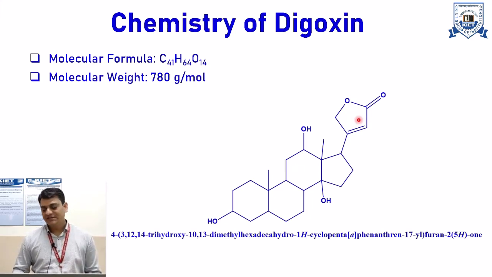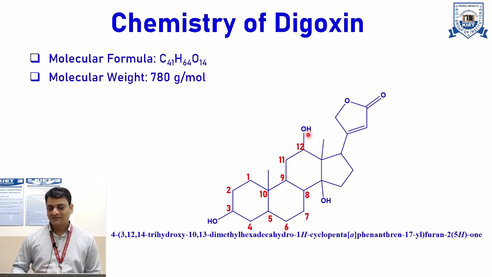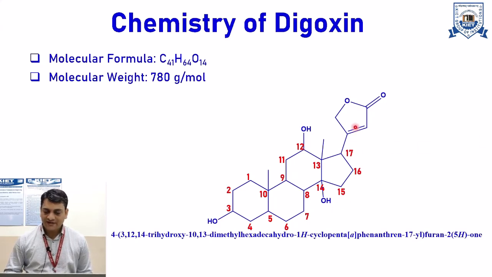If you want to see the numbering of this structure, then it will be like this. This will be the first position, then second, third, fourth, fifth, sixth, seventh, eighth, ninth, tenth. At the tenth position, one methyl group is attached, that is CH3. Then 11th, 12th. At the 12th position, one OH group is attached. 13. At the 13th position, one CH3 group is attached. 14. At the 14th position, one hydroxyl group is present. 15, 16 and 17. And here you can see that at the 17th position, one lactone ring is present. And this will be the IUPAC nomenclature for this digoxin. So this is the basic structure of digoxin. This CH3 group will be named as the 18th position and this will be named as the 19th position.